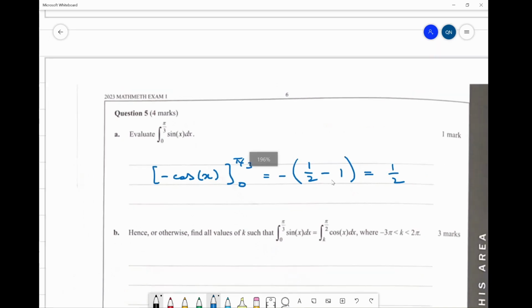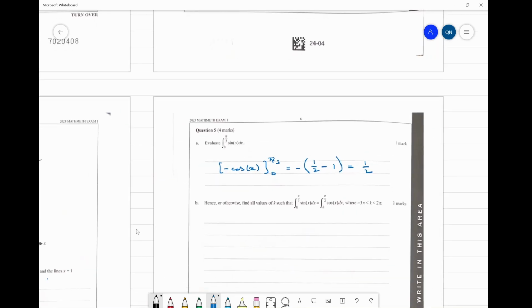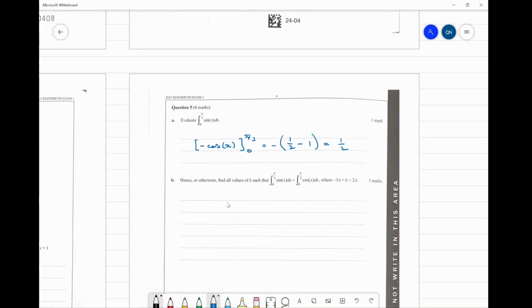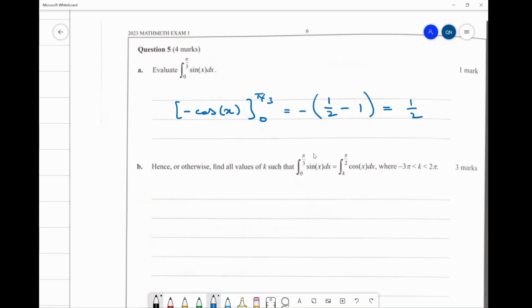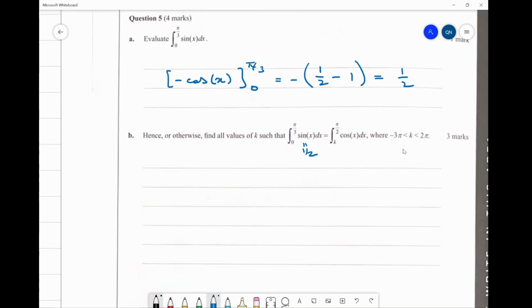Okay, so we know the integral is 1/2, and then we want to use this to find the values of k, such that the integral that we literally just did in part A, which is 1/2, is equal to some other integral over here, right? So probably the best way to do this is just to evaluate this integral with the parameter k in it, find some kind of value for the area in terms of k, and then just equate it to 1/2. And maybe get like a trig equation or something.